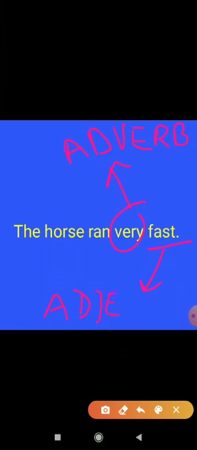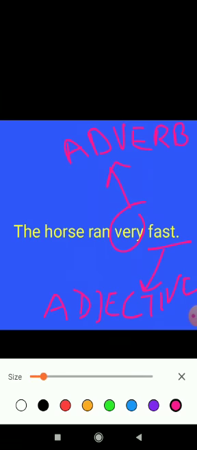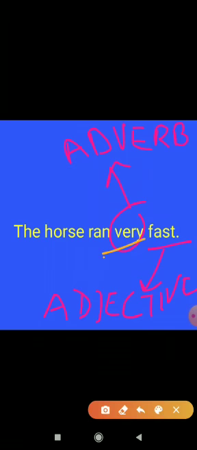As we said, adverbs tell us something about verb, adjective, and another adverb. This adverb, very, tells us something about an adjective, fast. So very is an adverb. It tells us something about adjective fast. The horse ran very fast. How fast did the horse run? The horse ran very fast.